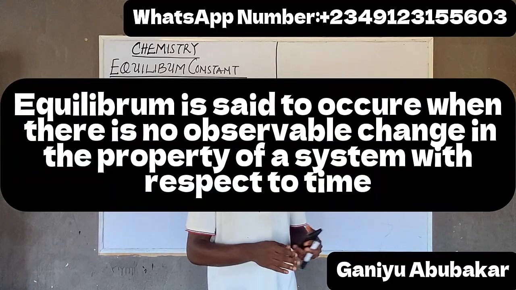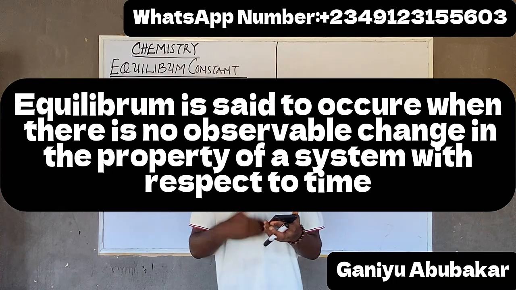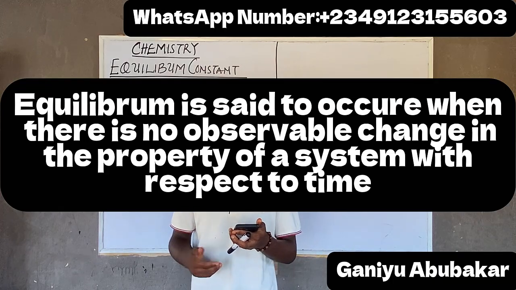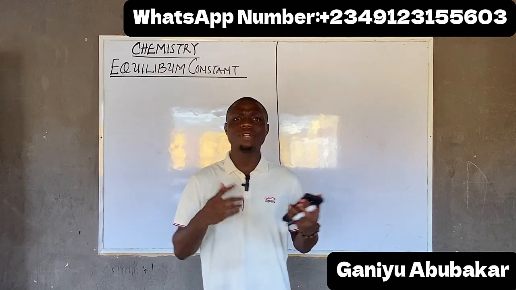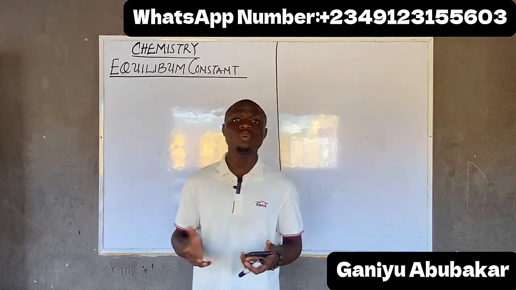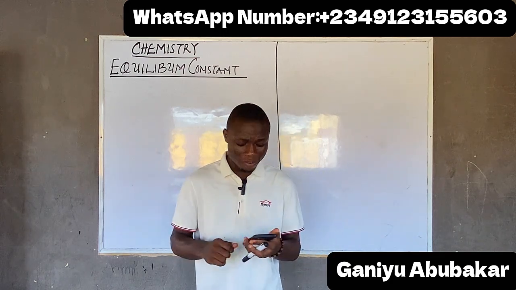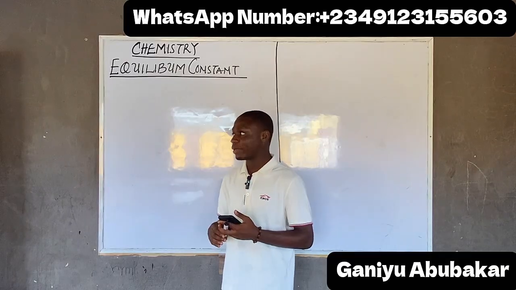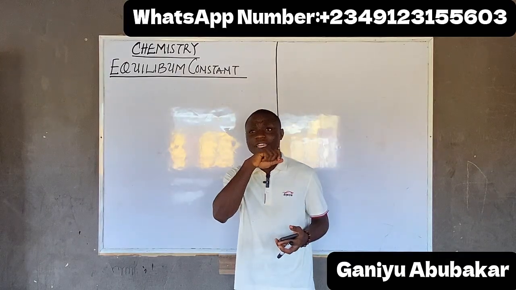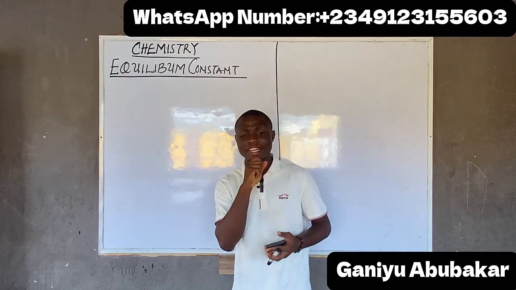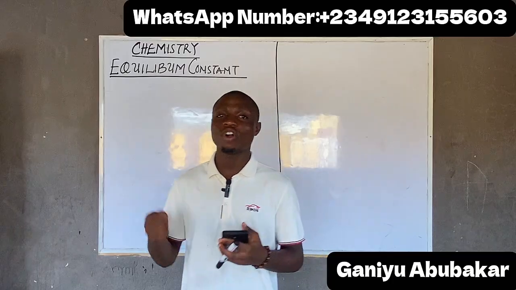Equilibrium occurs when there is no observable change in the property of a system with respect to time. So it's important to note that equilibrium occurs when there is no observable change in the property of a system with respect to time. That is equilibrium. The next task here is to define what we mean by equilibrium constant.